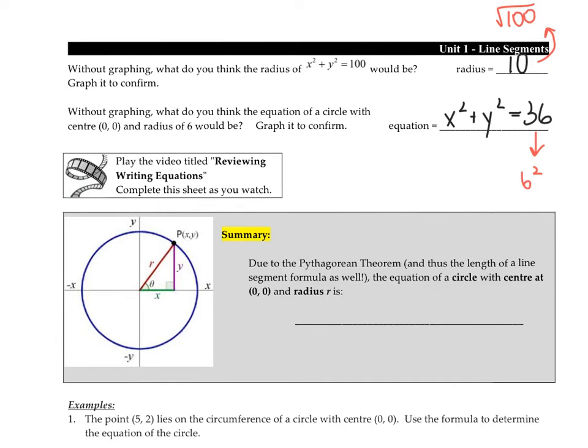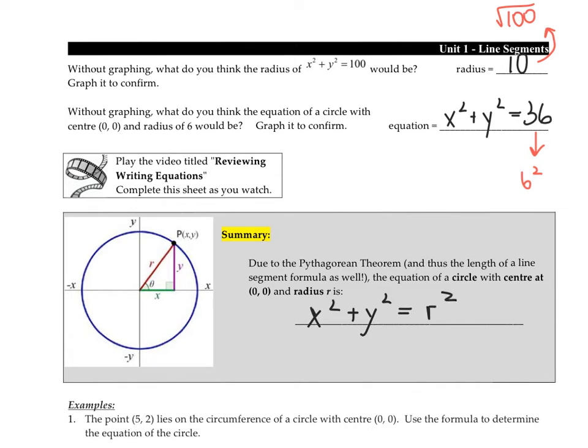If they tell you that you have a circle with a center at 0, 0, and the radius is 6, if I want my equation, I'm just going to do the opposite, which is raise 6 to the power of 2, so that I get x squared plus y squared equals 36. Now, based off our observations, we can tell that our equation is x squared plus y squared, because that's how they always started, equals our radius to the power of 2.